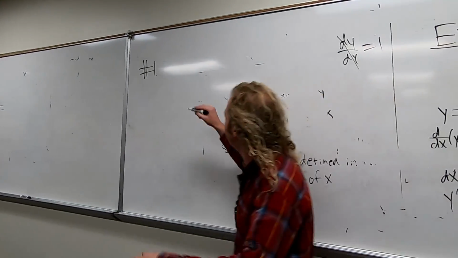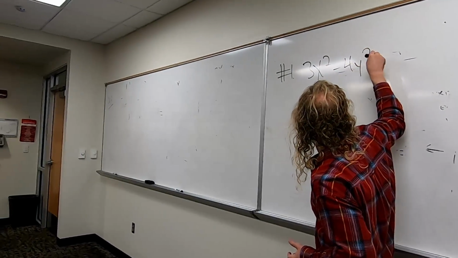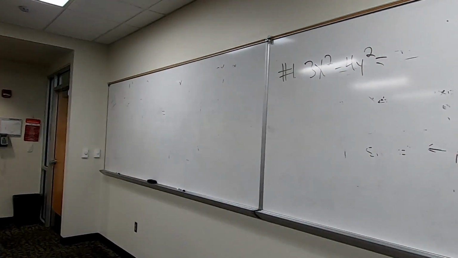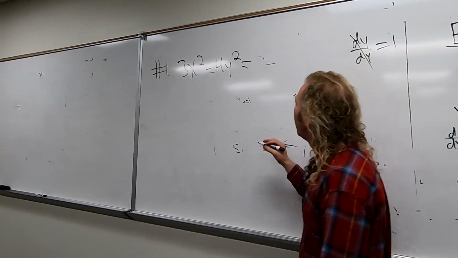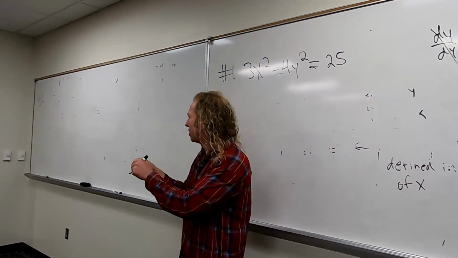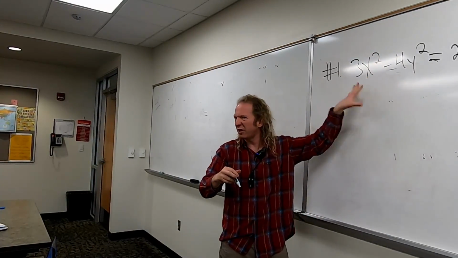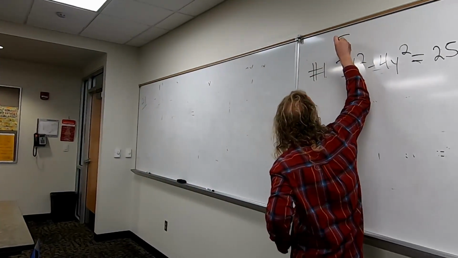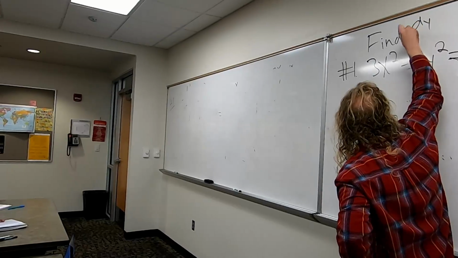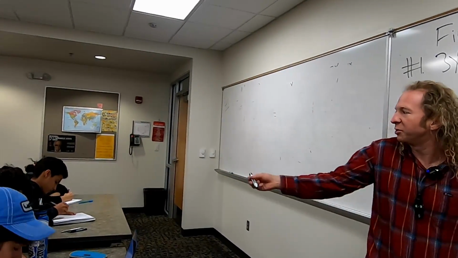So if 3x squared minus 4y squared equals 25, and the question is to find dy dx. And again, on your test, it would say that, okay? It will say use implicit differentiation, or it'll say find dy dx. That's how you know it's this. So find dy dx, which is just finding the derivative of y with respect to x.